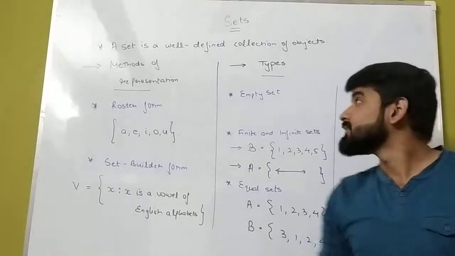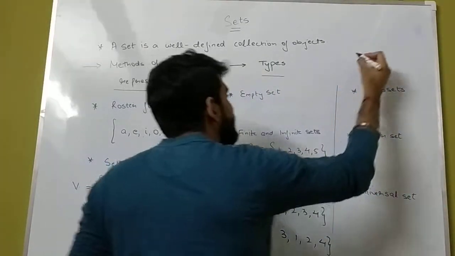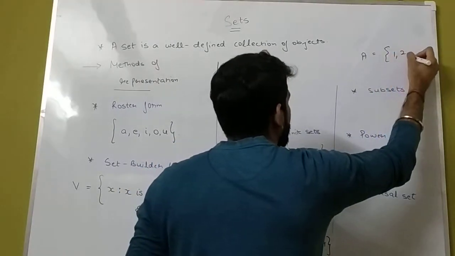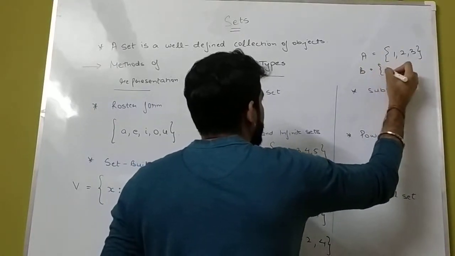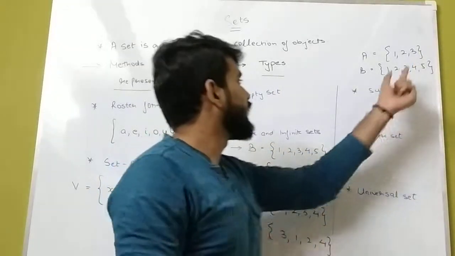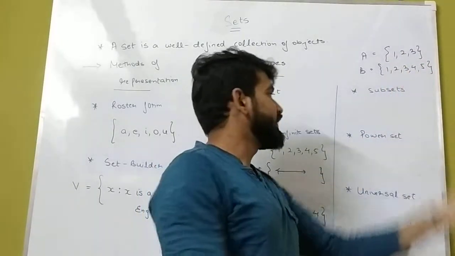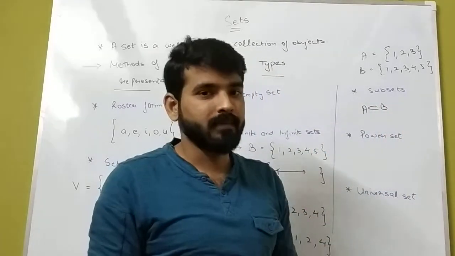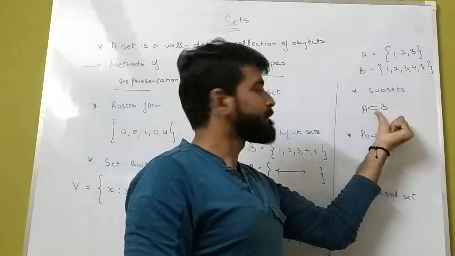The next category we have is subsets. Now what is a subset? Again, let us consider an example. We have a set A which contains 1, 2 and 3, only three numbers. We have B, which has 1, 2, 3, 4 and 5. Now clearly we can observe that every element of set A is an element of set B. Therefore we can say that A is a subset of the set B. This is the symbol which represents the subset.